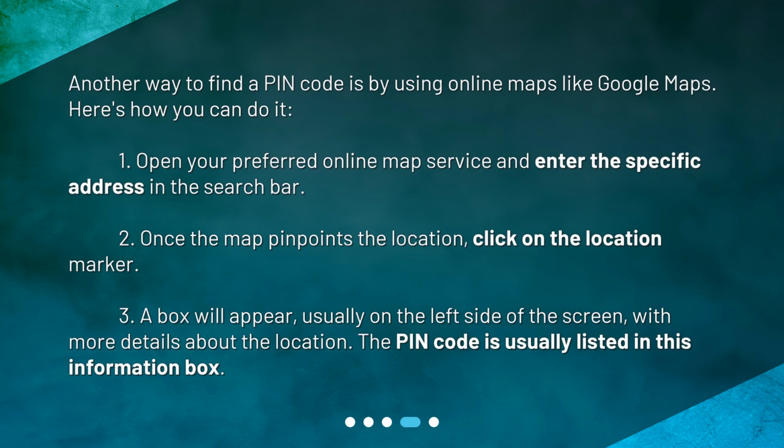1. Open your preferred online map service and enter the specific address in the search bar. 2. Once the map pinpoints the location, click on the location marker. 3. A box will appear, usually on the left side of the screen, with more details about the location. The PIN code is usually listed in this information box.